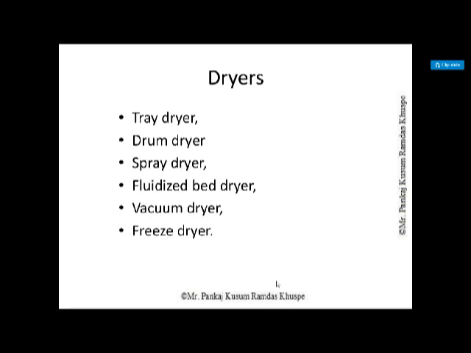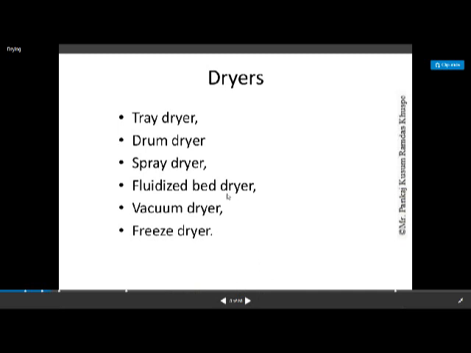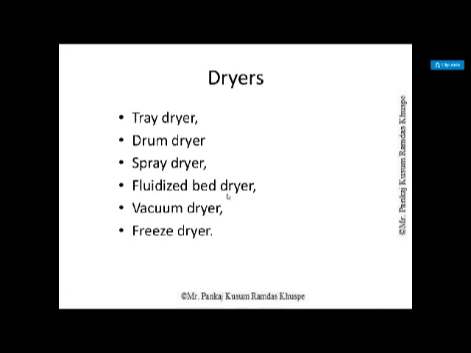Now what is the difference between the evaporation and drying? In case of the evaporation we remove more amount of the liquid, and in case of the drying a little amount of the liquid is removed, and the product which you are getting in the drying is a dried product. That is the basic difference between the evaporation and the drying. And the equipments which are used for the process of the drying are called as the dryers. Now in this chapter we will discuss the tray dryer, drum dryer, spray dryer, fluidized bed dryer, vacuum dryer and the freeze dryer. These are the various equipments which are used for the process of the drying.